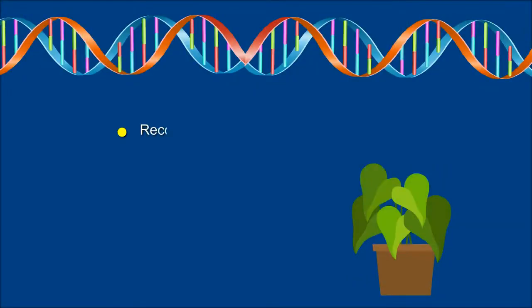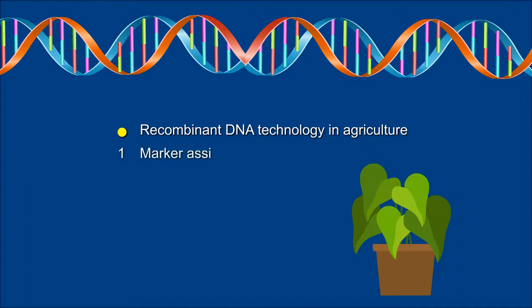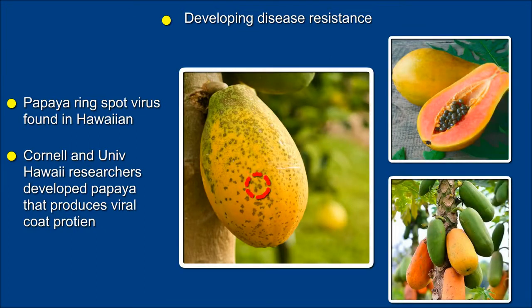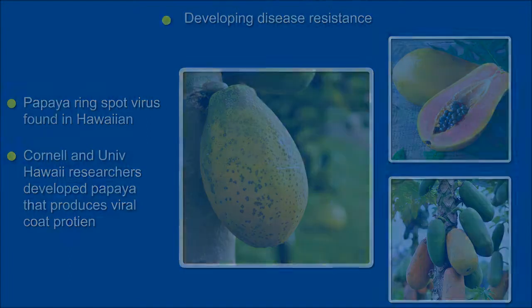The uses of recombinant DNA technology in the agriculture sector are many, such as marker-assisted breeding or creating transgenic plants for developing disease resistance. Papaya ringspot virus almost wiped out papayas in Hawaii, but the expression of a ringspot protein by genetically modifying papayas gave papaya resistance to the virus.